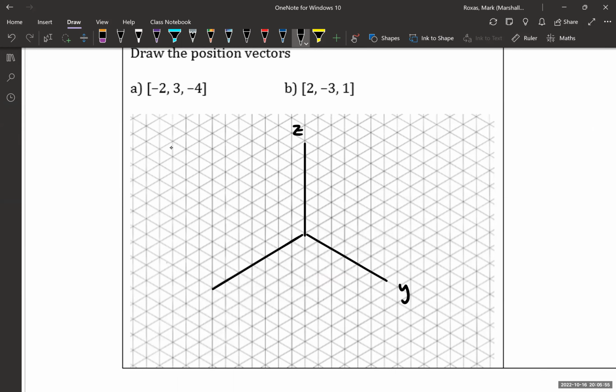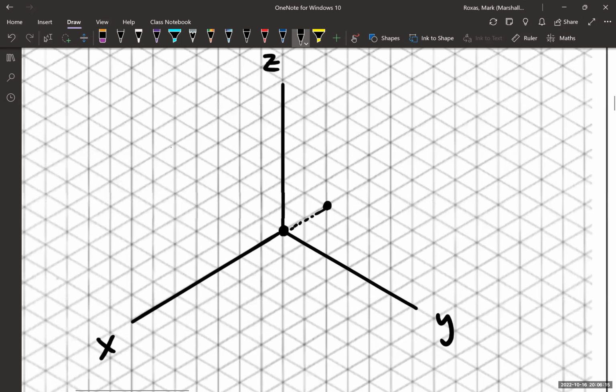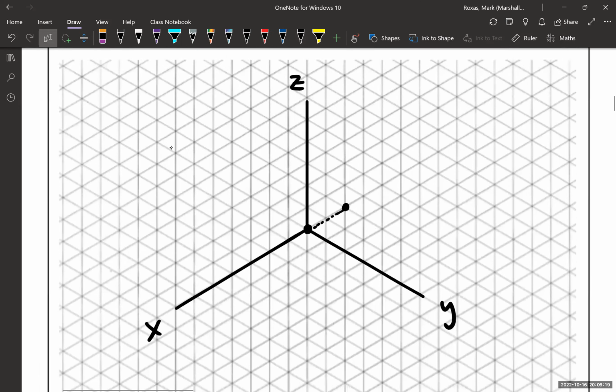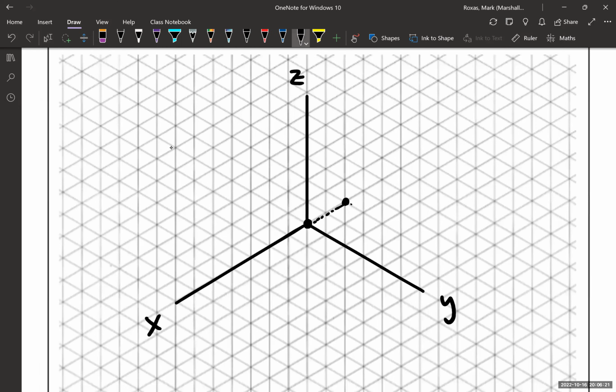So y and x. Okay, so the way this is going to work is if I'm going to go -2 along the x, well, if the origin's right here where the 3 axes meet, then -2 would be sort of this way. Okay, so I'm going to start there. Let me zoom in there. Okay, and then I'm going to read the next component. That's a 3, so +3. So I'm going to go parallel to the y-axis 3 units. So, okay, 1, 2, 3.